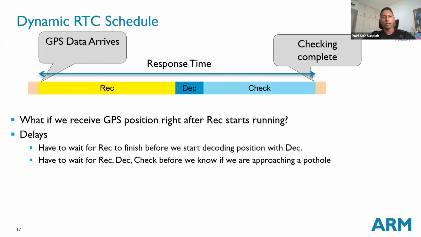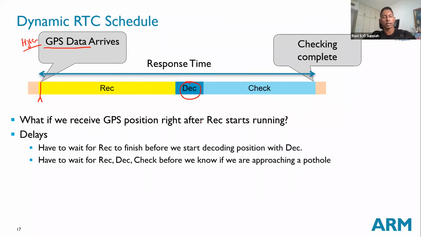So let's look at the first one, the dynamic run to completion schedule. In this schedule, what happens is the GPS data comes here, right when the record task starts. But since the record task has already started, and in our system we say the GPS data is higher priority, that means the decode function is higher priority.